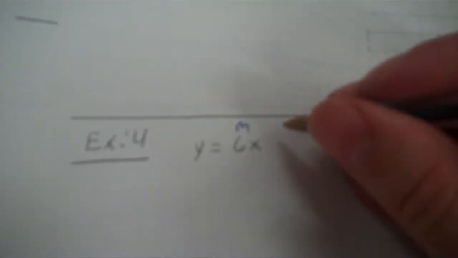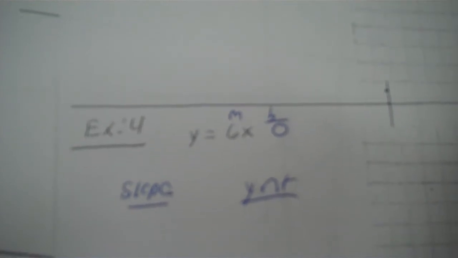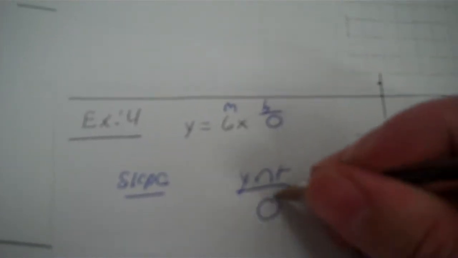Y equals 6 times x. Y equals mx. Where's b? B would be 0. Okay, so we got the slope and the y-intercept. My y-intercept is 0, so that means the origin, and that's just (0, 0). And then the slope, we have 6.